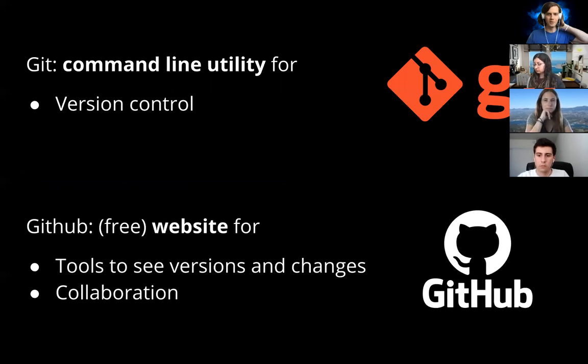There are two terms that I'll use and that you might have heard. One is Git and one is GitHub. Git is a command line utility and it's used for version control. It has a bunch of tools for making different versions of your code, different branches of it. You can track changes between different versions and do all sorts of stuff on the command line.